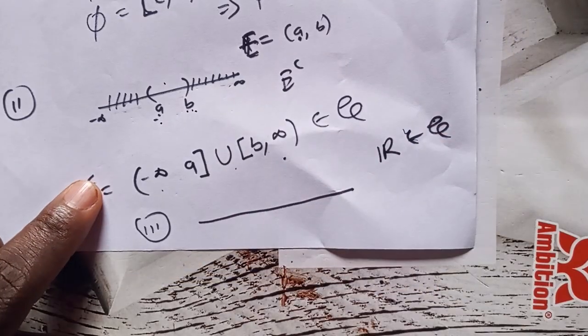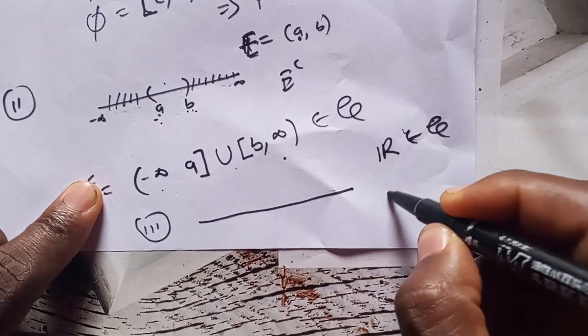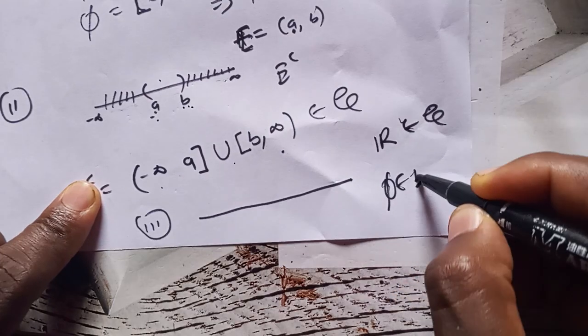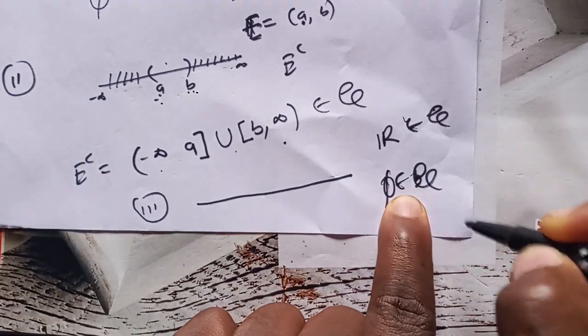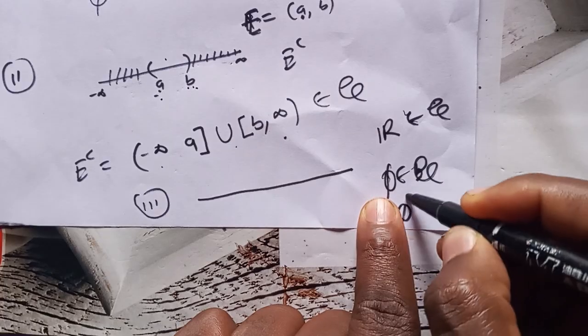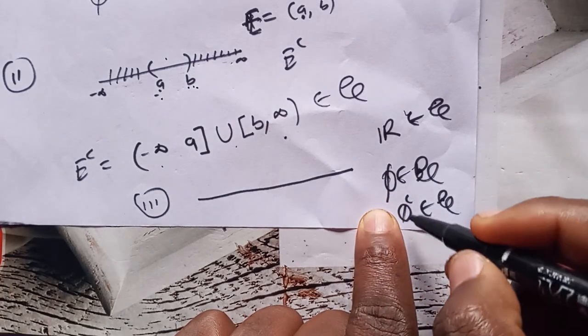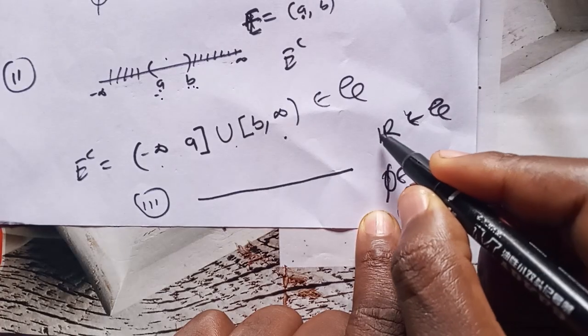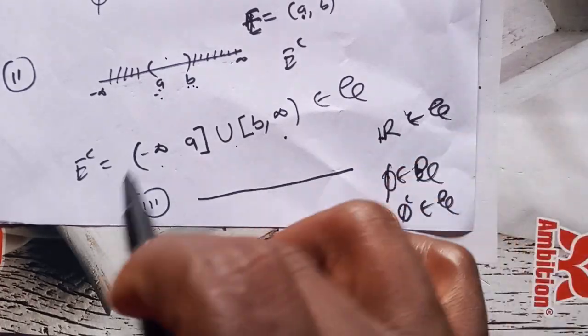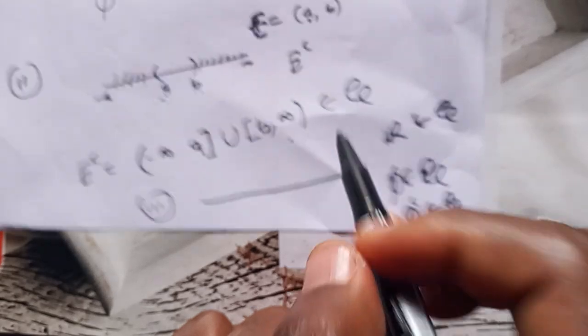Do you know why the whole set R is in the algebra? Because we agree that the empty set is in the algebra. Therefore the complement of the empty set must also be in the algebra. And what is the complement of the empty set? R. So if R is in the algebra, therefore their finite union is also in the algebra.